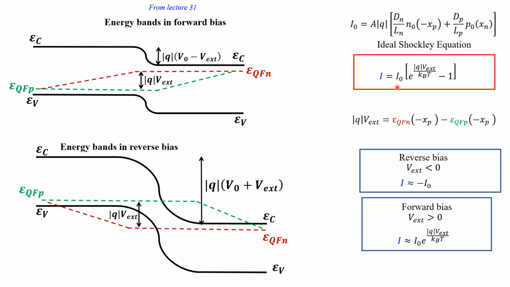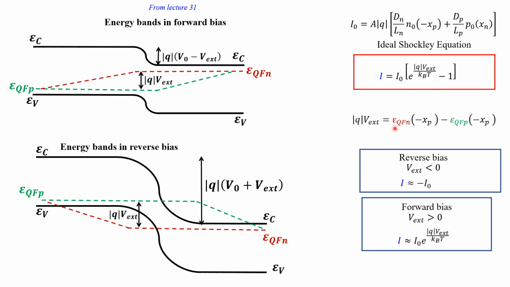So recall that we have assumed forward bias configuration to deduce the ideal Shockley equation, but there was nothing in our derivation that was specific to forward bias condition. And that means that the ideal Shockley equation is valid for both forward and reverse bias. The only difference is the sign of the external voltage.